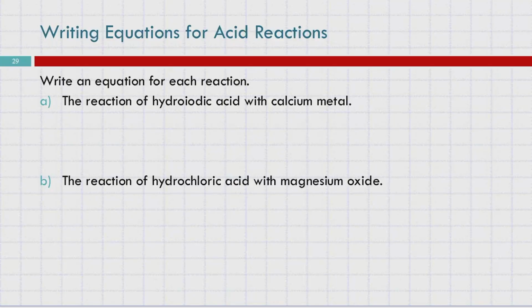All right, now you get to try writing some equations. See if you remember your nomenclature. Write out the reaction of hydroiodic acid with calcium metal and the reaction of hydrochloric acid with magnesium oxide.